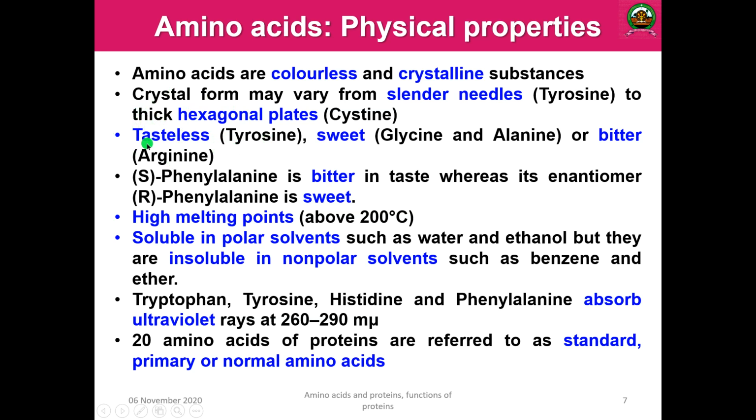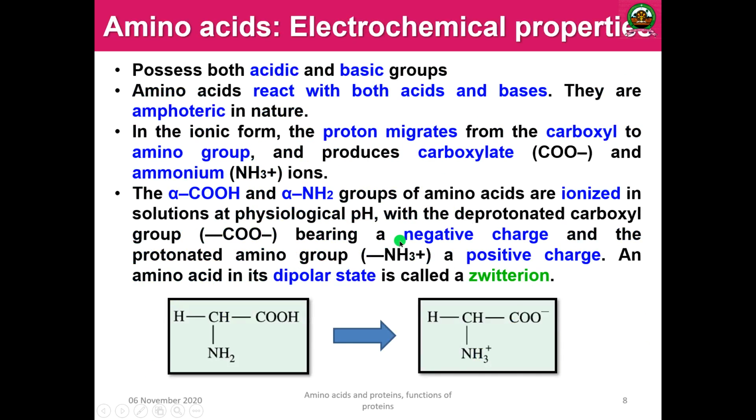Some amino acids are tasteless, such as tyrosine. Some amino acids are sweet, such as glycine and alanine. Some amino acids are even bitter, such as arginine. And the specific rotatory group, both the L or D variety or S and R variety, have different properties. So that is why the specific rotatory power is very, very important. With respect to the rotatory power, they have different features.